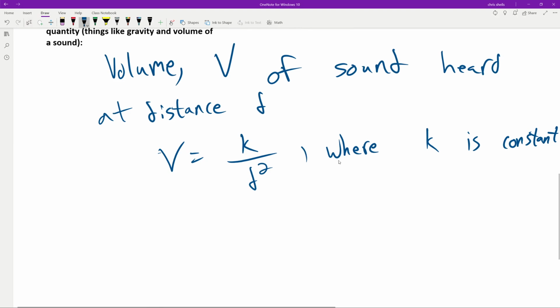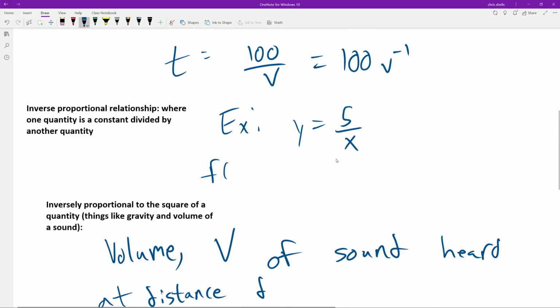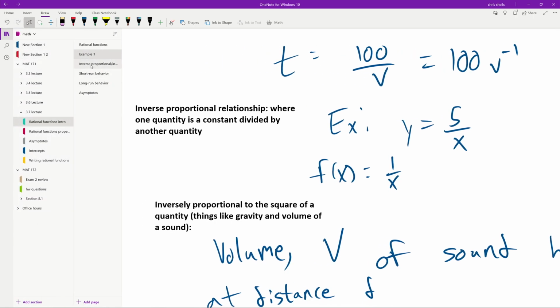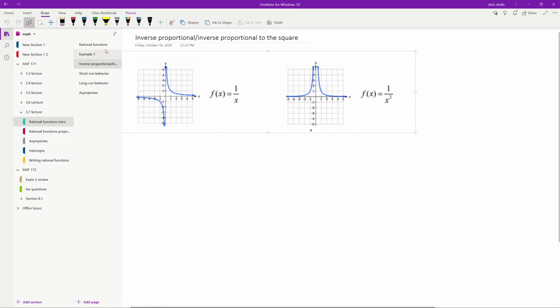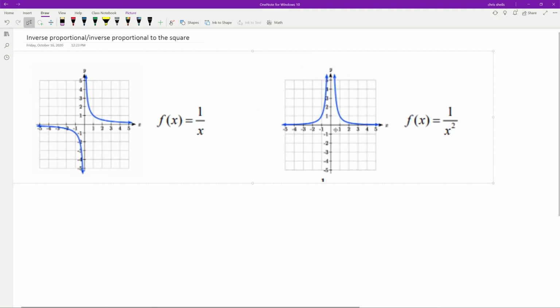These functions are transformations of the reciprocal squared function, f of x equals 1 over x squared. Inversely proportional relationships are just transformations of the reciprocal function, which is f of x equals 1 over x. So we can look at the graphs of these things, and we can determine a few basic properties of how these things behave. On the left-hand side here, I have graphed f of x equals 1 over x. And on the right-hand side, I have graphed f of x equals 1 over x squared.